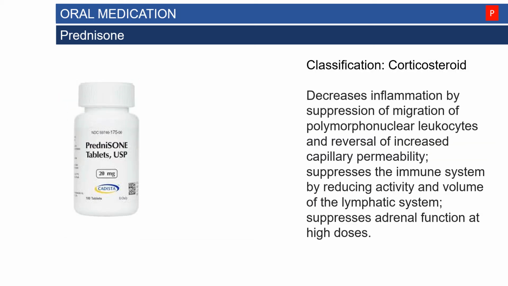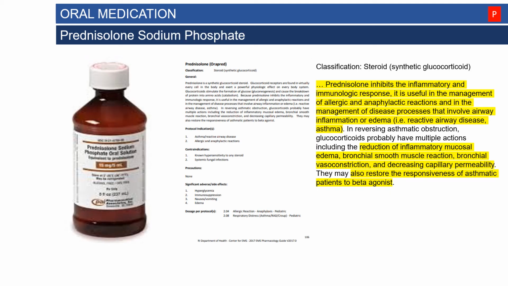Prednisone is a corticosteroid. Paramedics have an option of administering prednisone or dexamethasone under Protocol 2.08 respiratory distress. Another corticosteroid that paramedics may administer is prednisolone sodium phosphate, which is a relative of prednisone, which is like a corticosteroid. It acts in the same manner.